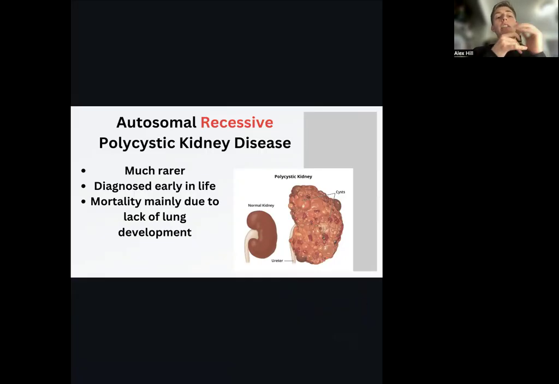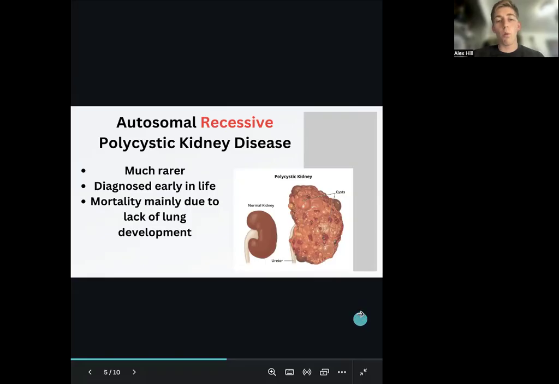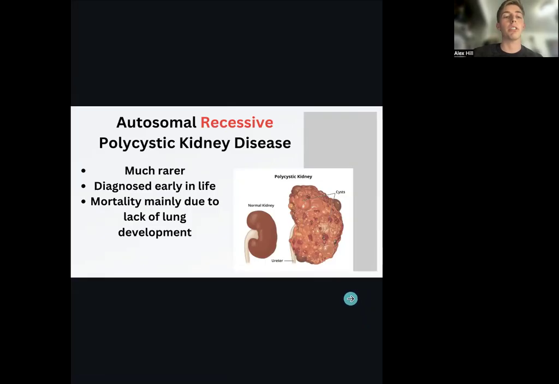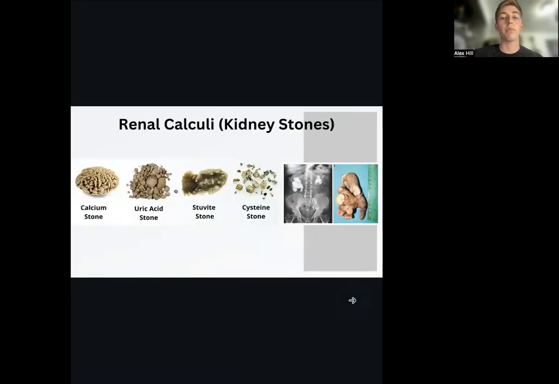This is much rarer, diagnosed earlier in life. And because it's diagnosed so early, if you just imagine the kidneys are getting so massive that the lungs cannot develop because there's no space for them. And so a lot of newborns and babies die from this, unfortunately, even though it is pretty rare.